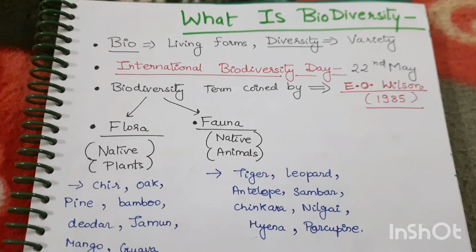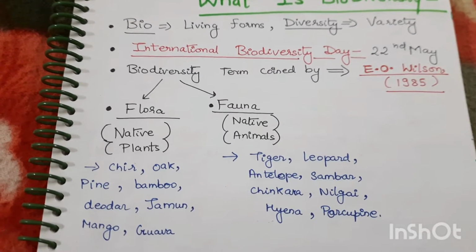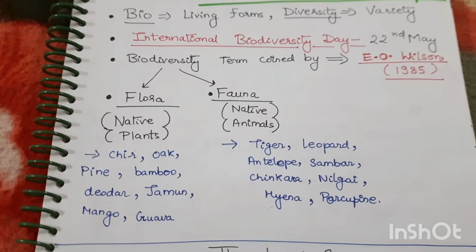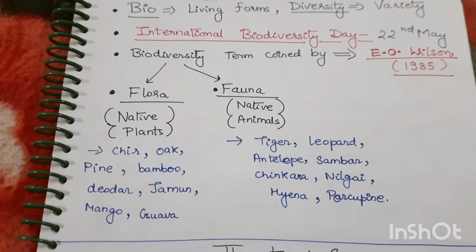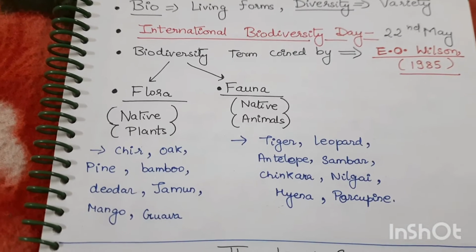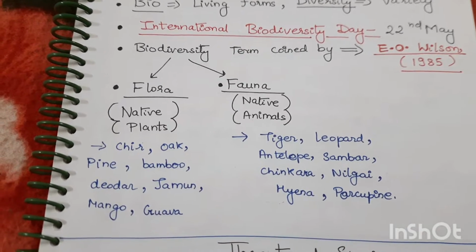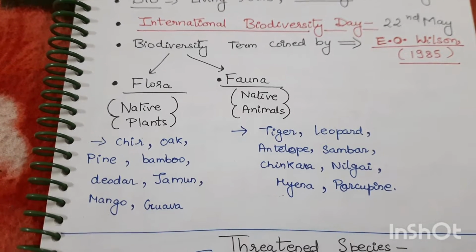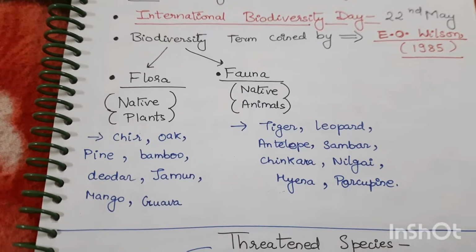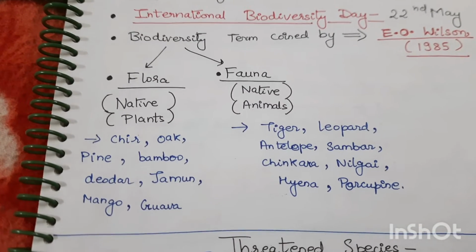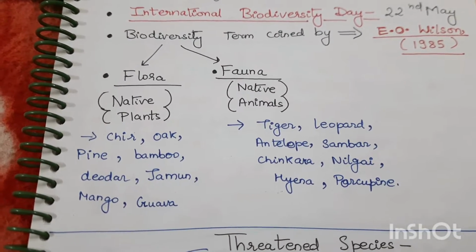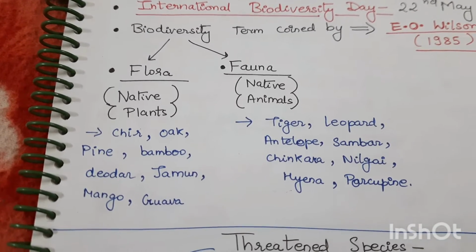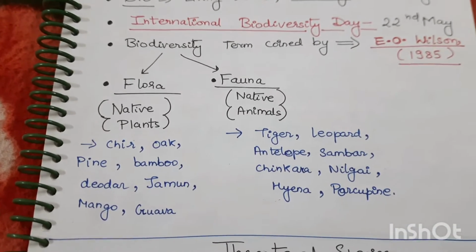On 22nd May. Who coined the term biodiversity? E.O. Wilson in 1985. Now, biodiversity comprises two things, that is flora and fauna. Flora is native plants and fauna is native animals. Examples of native plants are chir, oak, pine, bamboo, deodar, jamun, mango, guava, etc. Fauna, that is native animals, examples are tiger, leopard, antelope, sambar, chinkara, nilgai, hyena and porcupine. So these are the biodiversities.